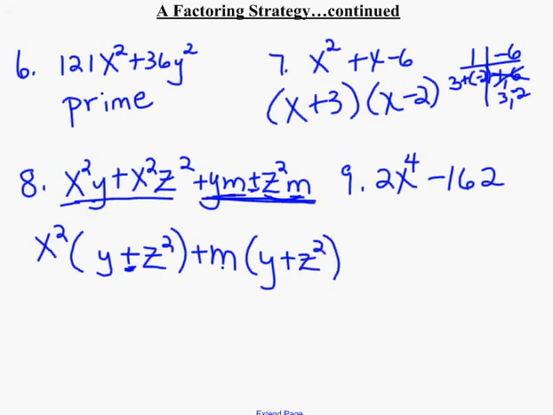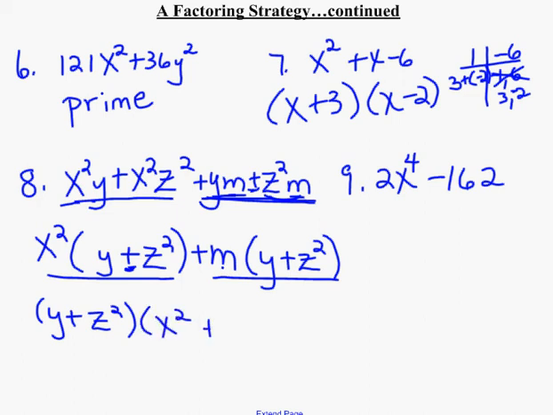And now remember, what I need when I'm doing grouping is to end up with exactly the same thing in both sets of parentheses, because now I'm looking at the two terms I have left. I started out with 4 terms, now I'm down to 2 terms, and I'm looking for the greatest common factor of those 2 terms. Well, the greatest common factor is y plus z squared, so I factor that out. And when I divide y plus z squared times x squared by y plus z squared, what's left, of course, is the x squared. Plus, I do the same thing, this term, m times a quantity y plus z squared, divide out the y plus z squared that was in common, and you're left with an m.